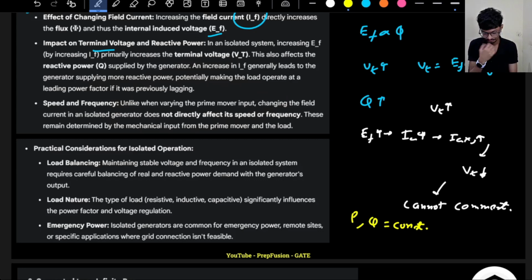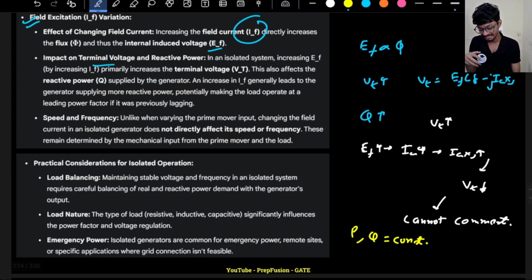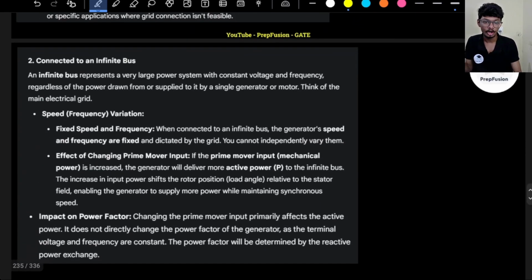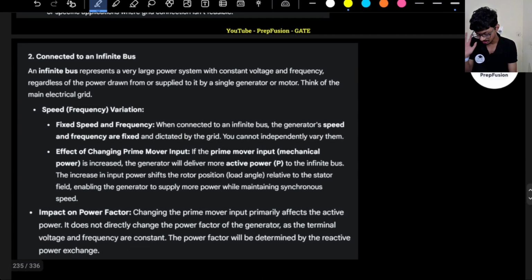It cannot change. So active and reactive power supplied will be constant. So these things you have to keep in mind. So for an isolated system, you cannot directly comment. Now if I am connecting it to an infinite bus, what will happen?